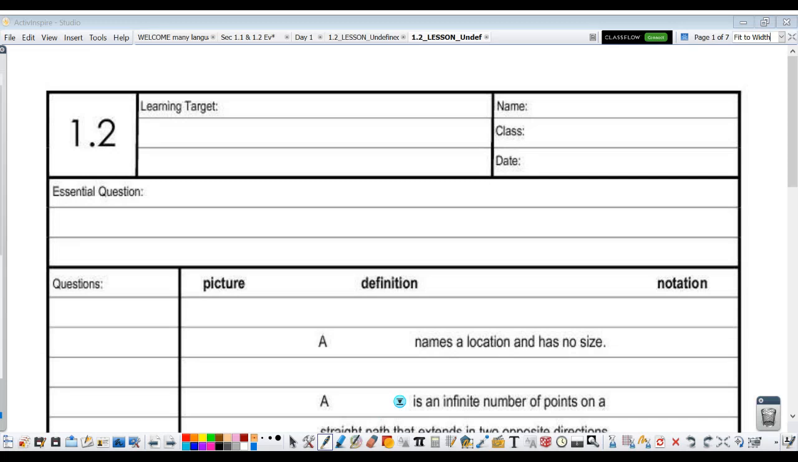Hi, geometry students. Today we're going to precisely define a point, line, and plane. So up here at our learning target, let's write that down. I can. It's what we hope to do at the end of the lesson. I can precisely define a point, line, and plane.